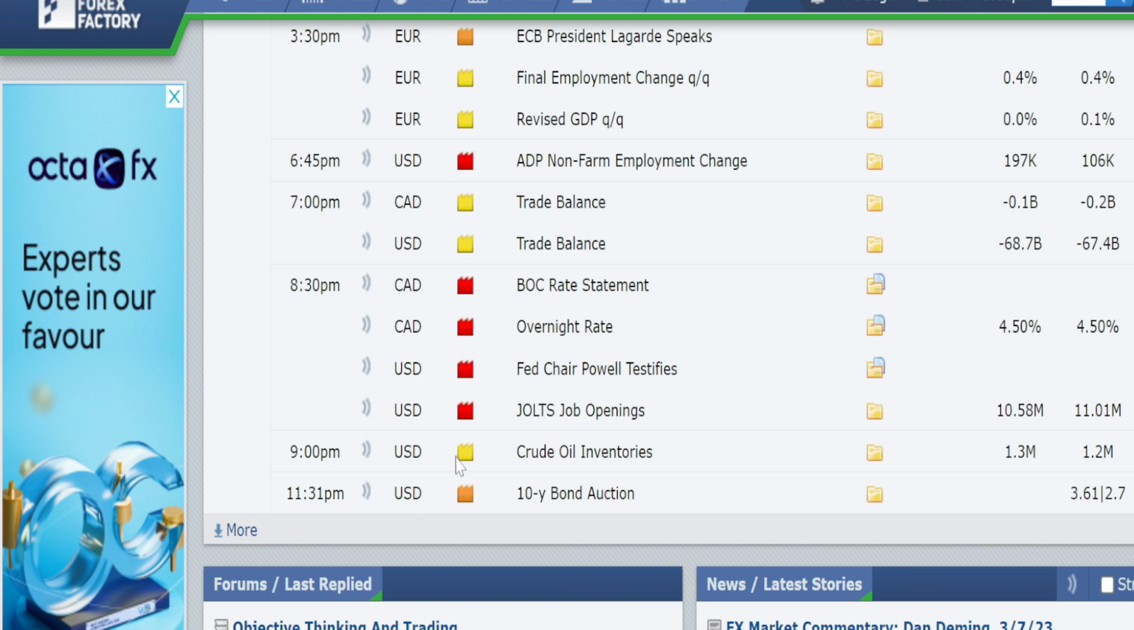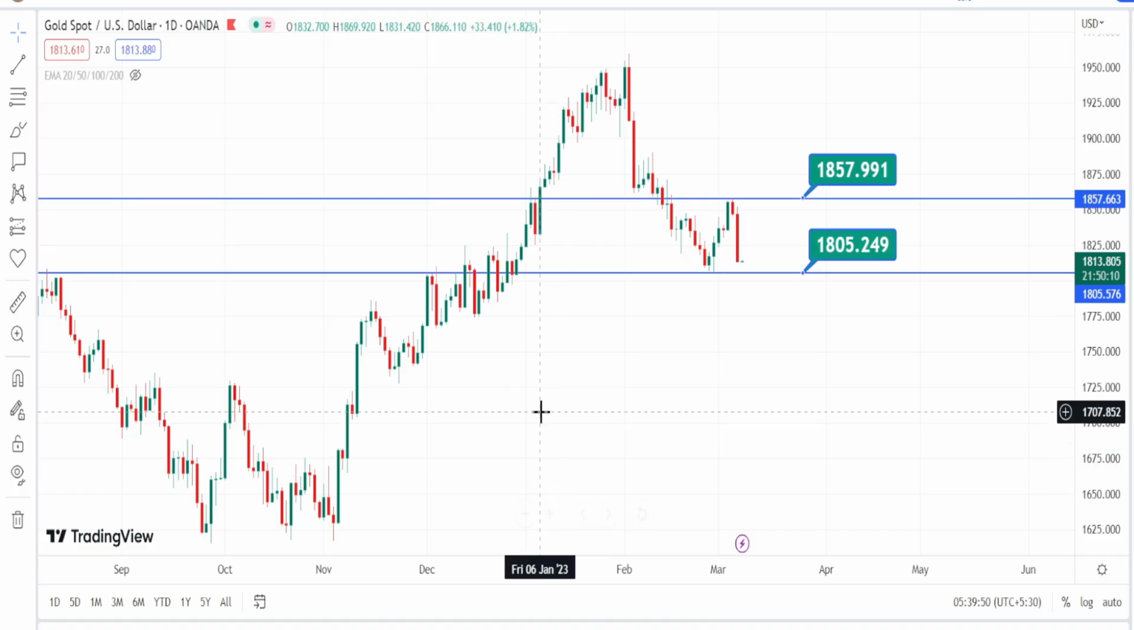So we have lots of high impacting and medium impacting news plan for many of the major currency pairs. So we can expect a volatility in the market for today. Let us begin with our gold analysis.